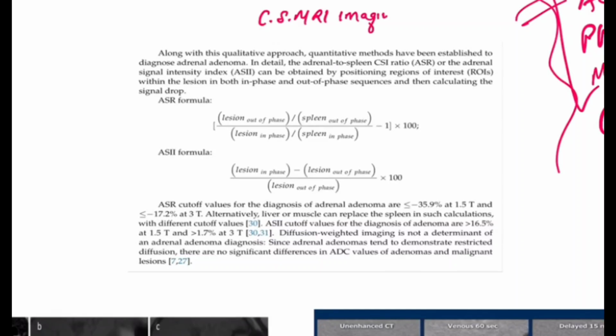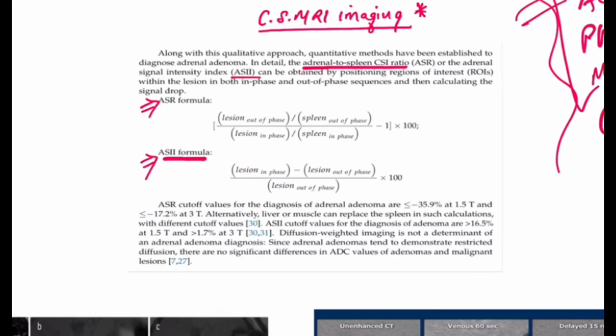Next is chemical shift MR imaging. So in addition to the CT washout protocol, we can also do chemical shift MR imaging, where there are two approaches. One is the ASR, that is adrenal to spleen chemical shift imaging ratio, and another is the adrenal signal intensity index, the ASII formula.